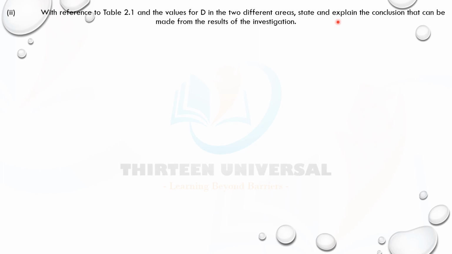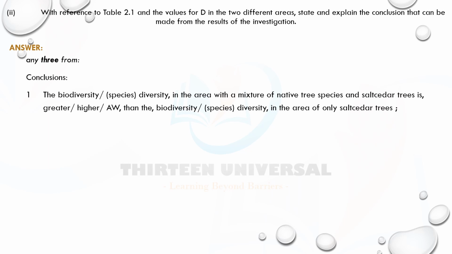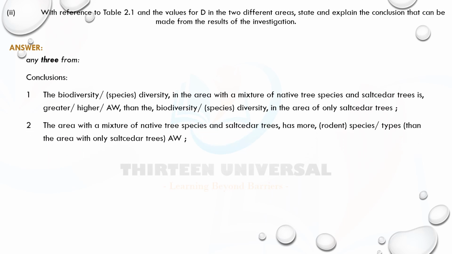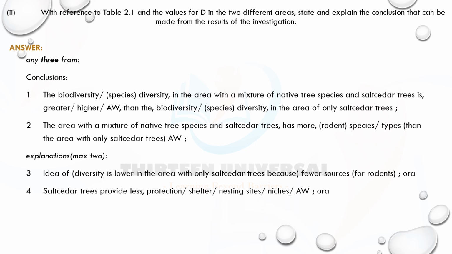But they say we should state and explain. Why does it have higher biodiversity? Because we have more trees. The trees provide more food, and sources of habitat niche for these rodents to live. That's why we have higher biodiversity. Conclusion: the biodiversity in the area with the mixture is higher, as you can see from the calculation. The area with the mixture has more rodents. The explanation: diversity is low with salt cedar because there are fewer sources for rodents. Salt cedar provides less protection.